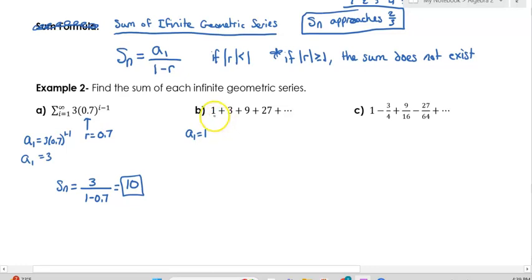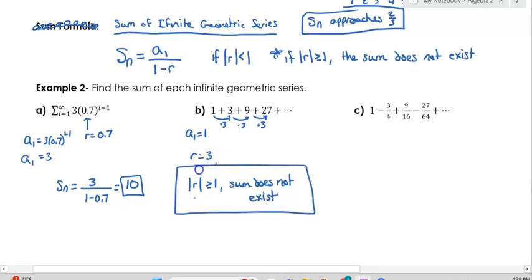Okay, so look at this one, and I see the first term is 1. Now, I do believe it's a geometric series because it looks like the pattern is it times by 3 every time. So it does have a common ratio. So the R value is 3. But because the R value is greater than or equal to 1, the sum does not exist. So that's why the sum does not exist, because that R value, when you take the positive version of it, has to be less than 1.